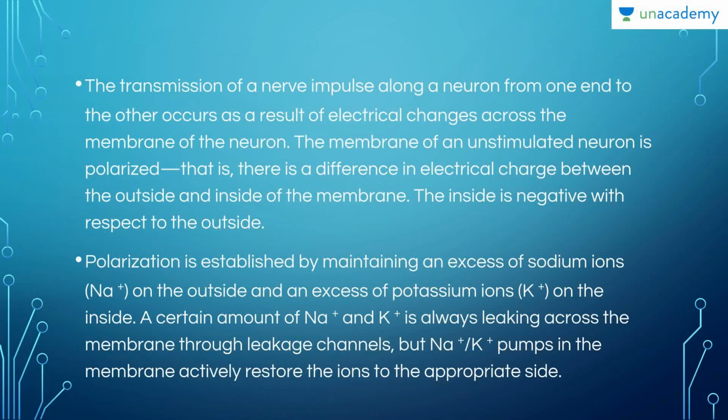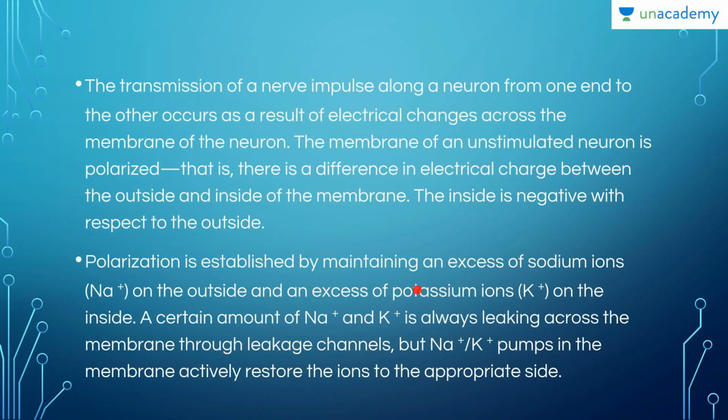Starting out, the transmission of a nerve impulse along a neuron from one end to the other end occurs as a result of electrical changes across the membrane of the neuron. The membrane of an unstimulated neuron is polarized. That means there's a difference of charge between the outside and the inside of the membrane. The inside is negative with respect to outside. So you've got to remember this: the inside of the axonal membrane is negative.